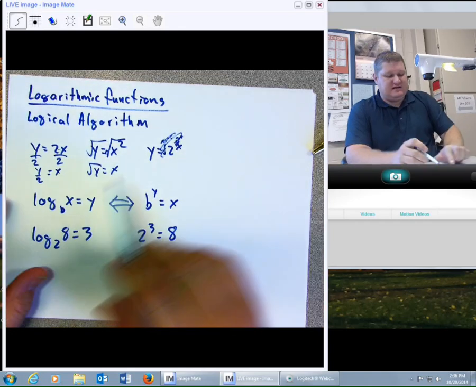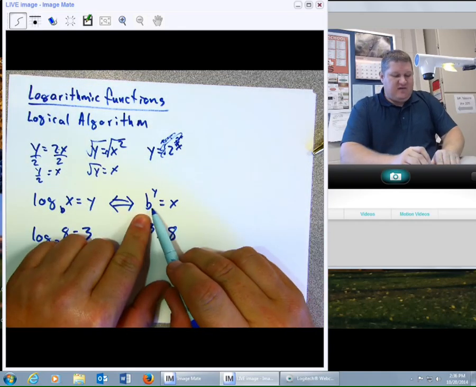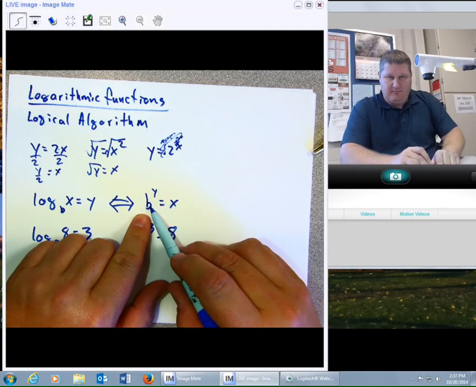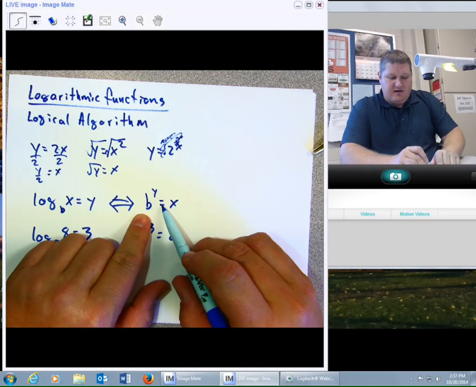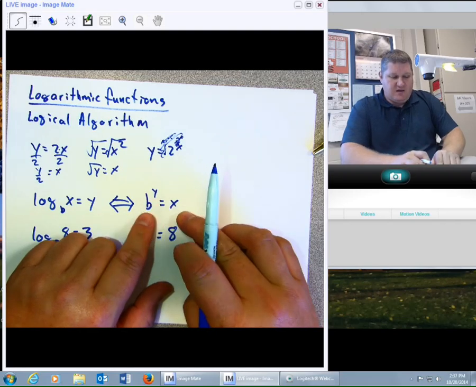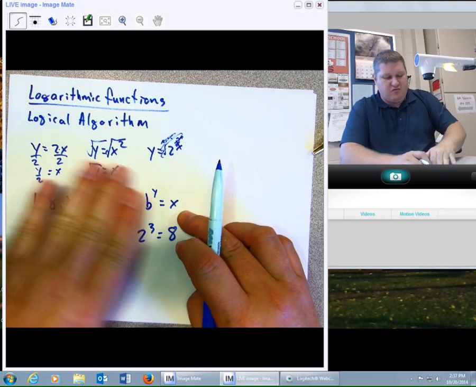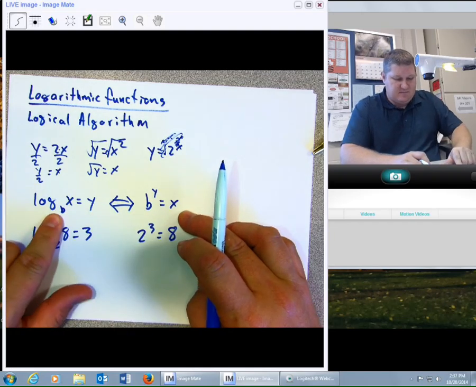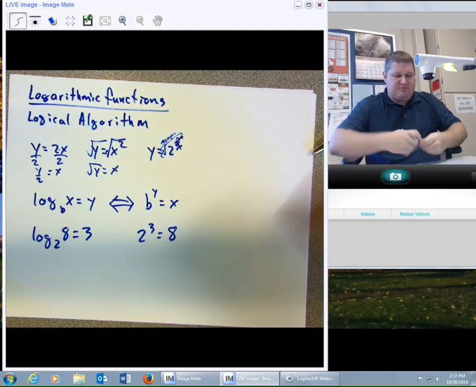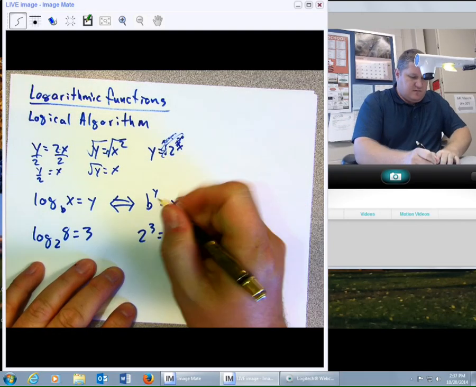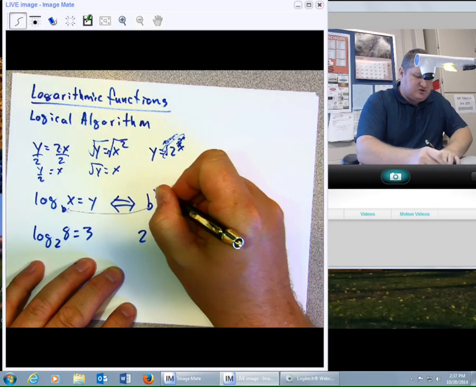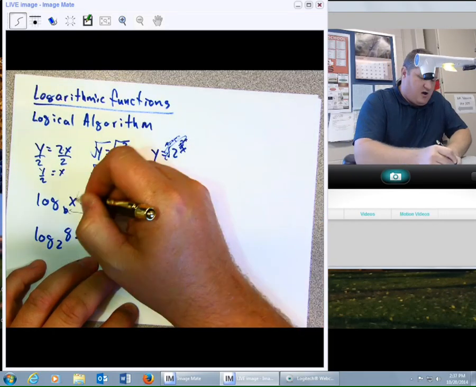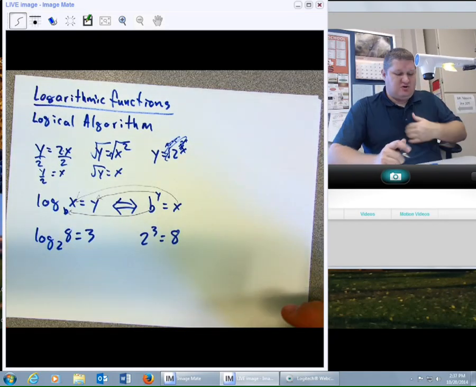That brings us down to this guy. If I have b raised to the y, so I have some base, some number base raised to the y, that equals x. If that is true, the algorithm says I can rearrange it and say the base here becomes the base here. The exponent here goes on the far side of the equal sign, and what was equal is now inside the log. So it's just a switch and swap.